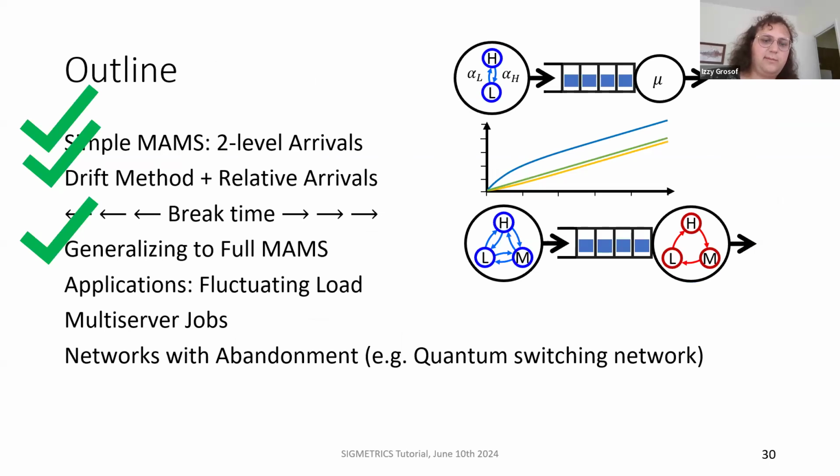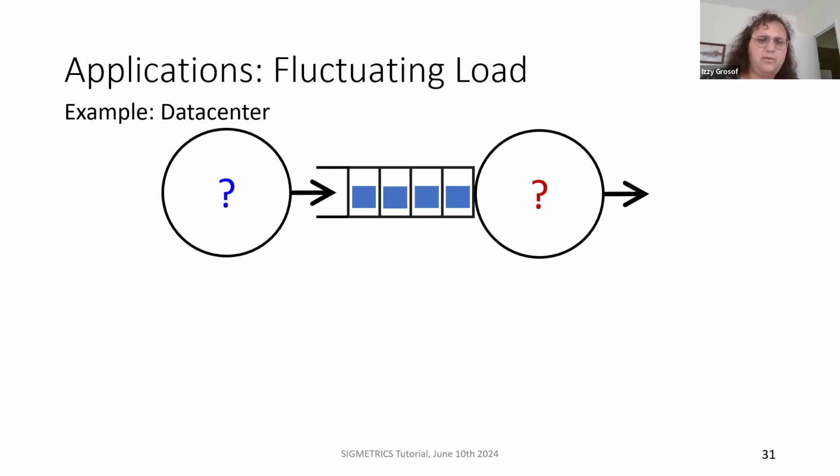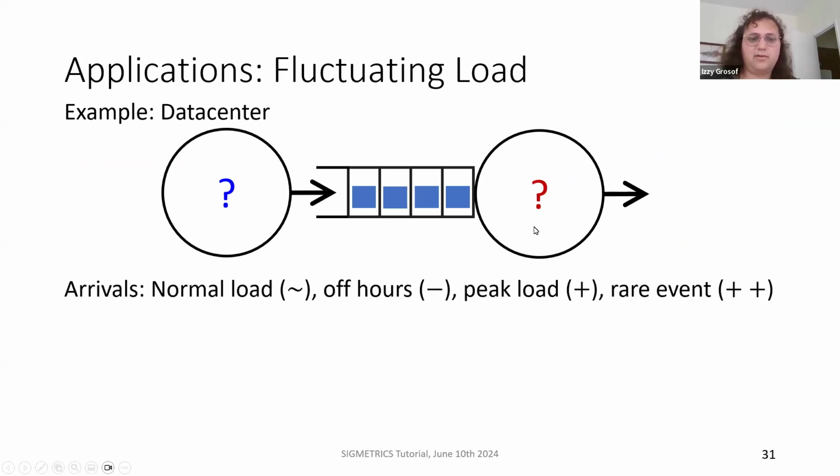So we've looked at the full MAMS system. Now let's talk about some applications. So first, let's look at the fluctuating load setting. Let's imagine you're operating some kind of data center. So we want to plug in our data center. What's a good model for what our arrival process might look like and for our completion process?